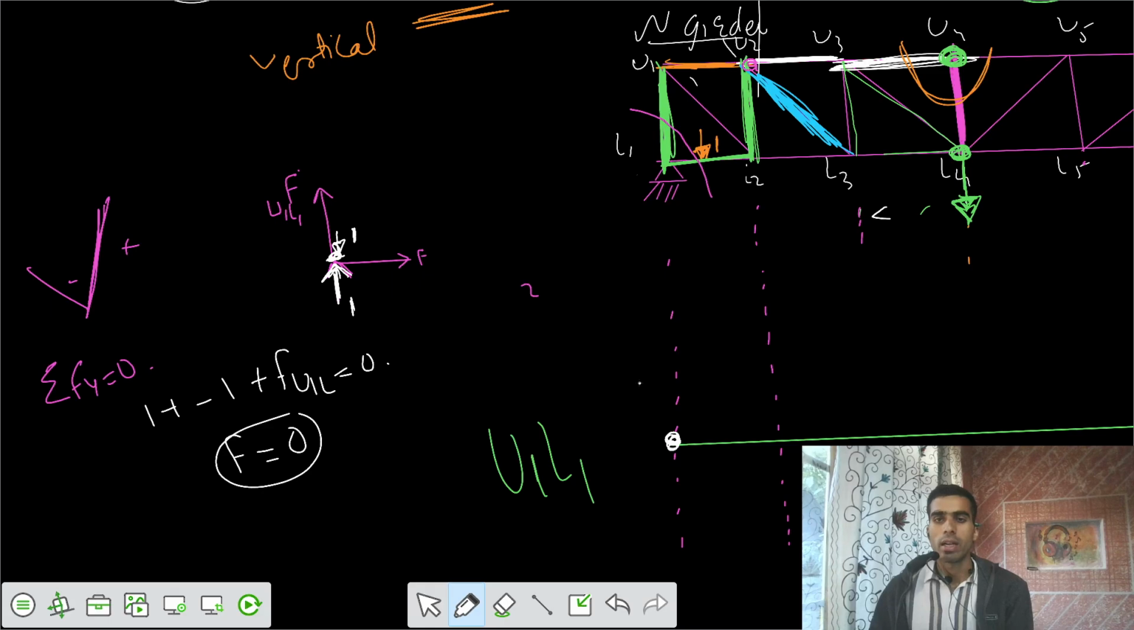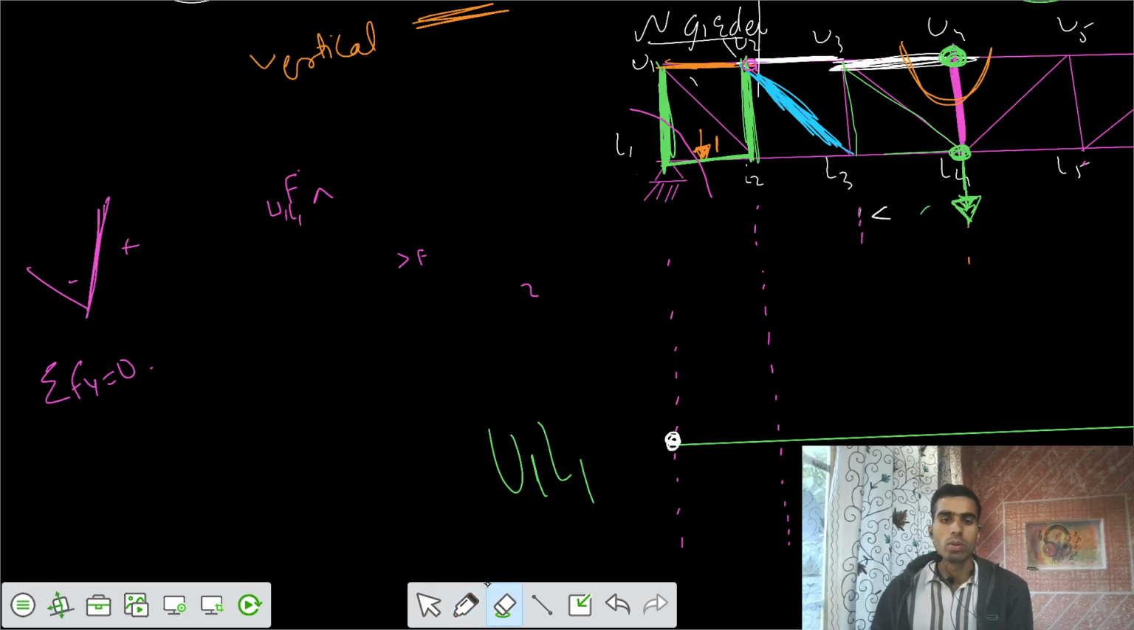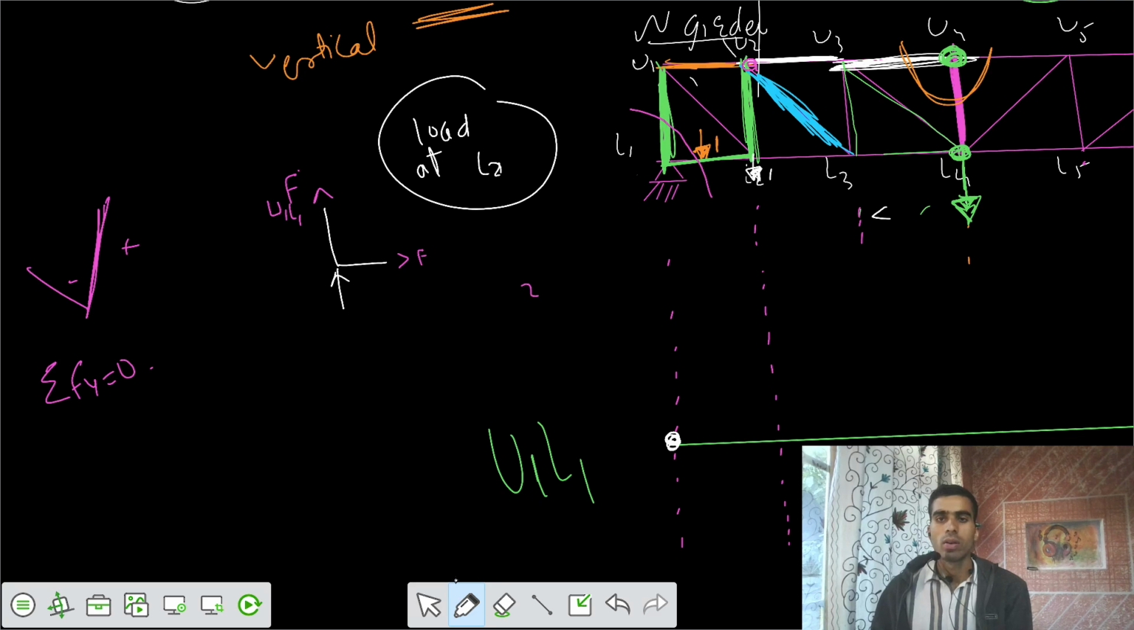Now I have to take the second condition, when the load is at L2. Let's have the second case, that the load is at L2. So there would be some reaction. Can you tell me the reaction when the load is placed at L2?